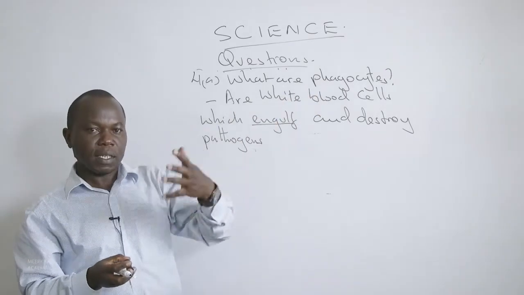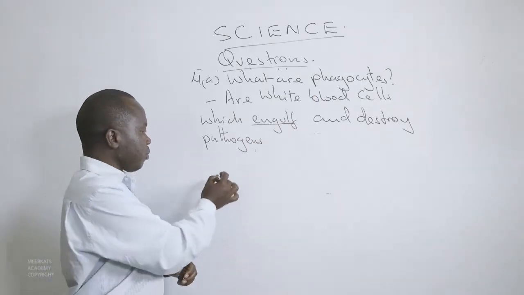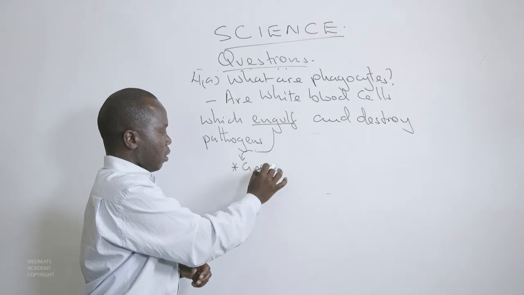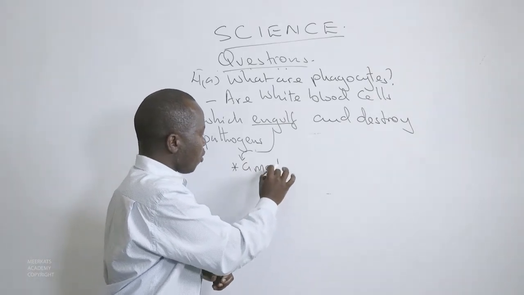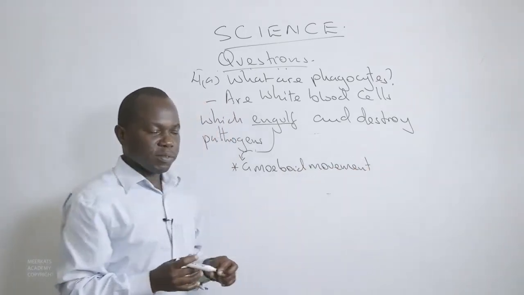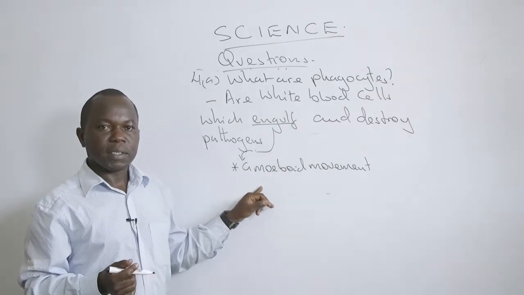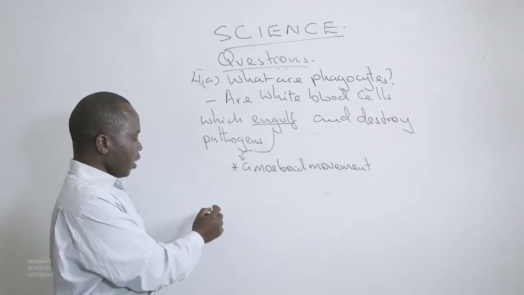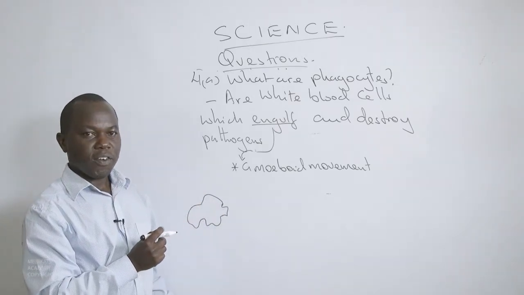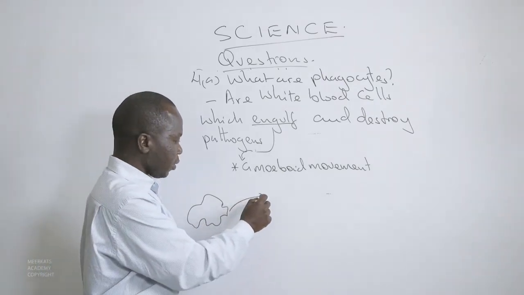One very important characteristic of phagocytes is that they are able to perform what you call amoeboid movement. So what is this movement? It's a movement that is associated with the movement that happens in amoeba. So for instance, if this is an amoeba here, we know that amoeba does not have a very defined shape. If it has to move, this is what will happen.